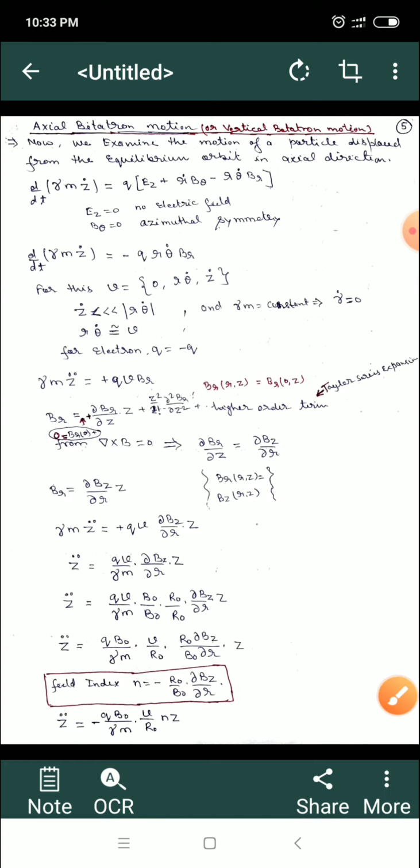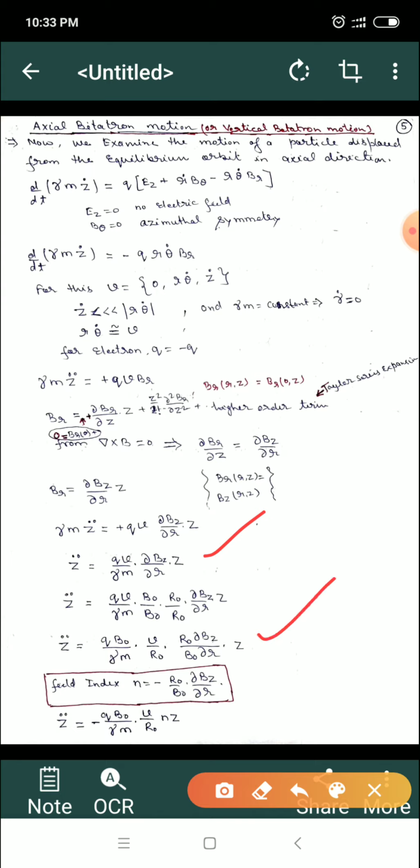Okay. So this equation of motion, gamma m z double dot is equal to plus q v del Bz upon del r into z. If we solve this equation, it will become something like this. In order to do that, I have multiplied by B0 and r0 and divided by B0 and r0, so the equation does not change.